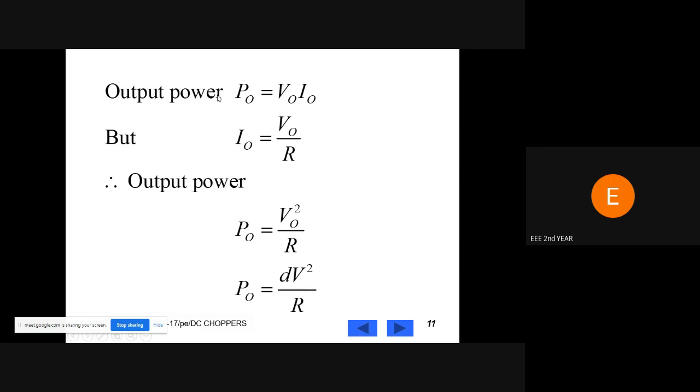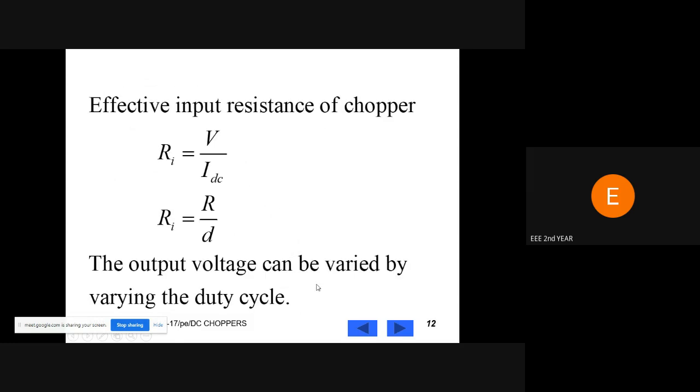So the total output power P naught is equal to V naught I naught, which is equal to V naught square by R. Therefore the output power P naught is equal to V naught square by R. In terms of duty cycle, P naught is equal to D V square divided by R. So the effective resistance of a chopper is Ri equal to V divided by I dc. Ri is equal to R divided by D.